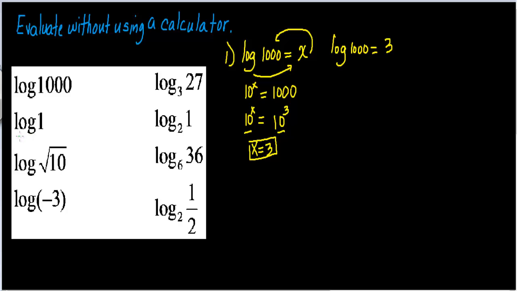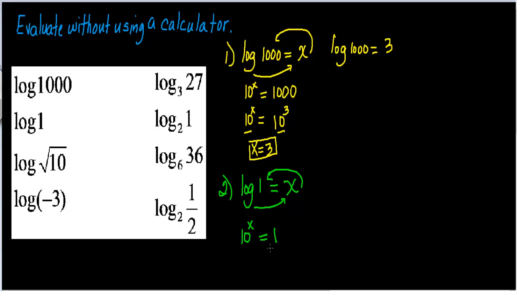This is number 2, log of 1. So let's write that. Log of 1 is equal to what? I don't know. I'm going to write an x. We're going to raise the base to the x and set it equal to the argument. So base 10 raised to the x power is equal to 1.